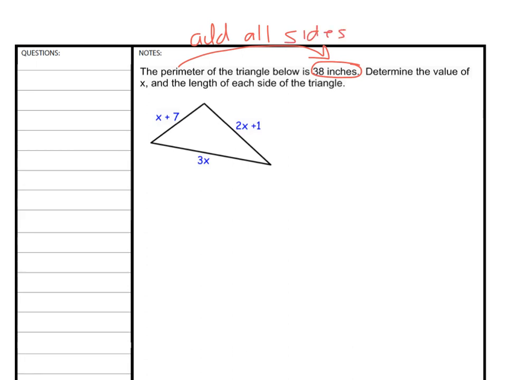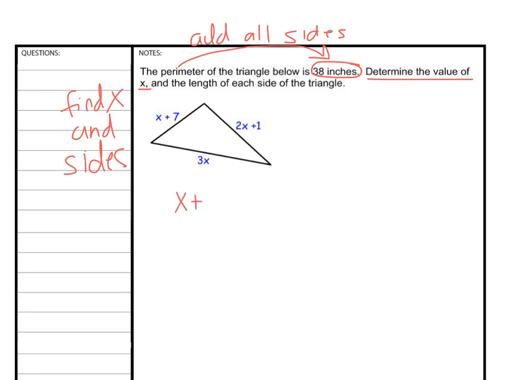It also said determine the value of x. That means find x, solve for x, and the length of each side. So I'm going to say find x and the sides. So I can't just stop once I get my answer for x. So the only thing they told me was a perimeter, and that means add everything up. So I'm going to make one long equation that adds everything up.